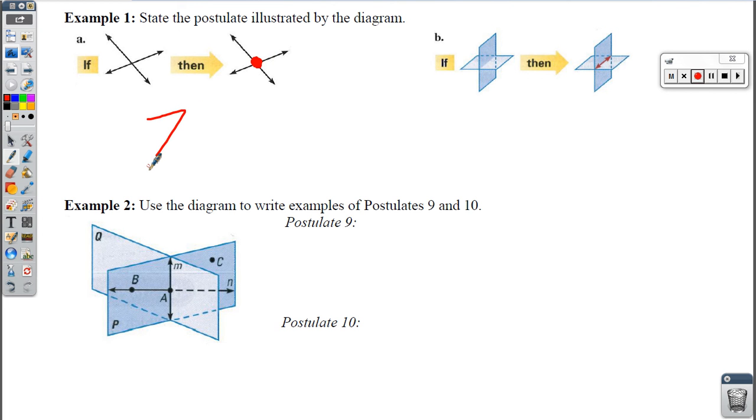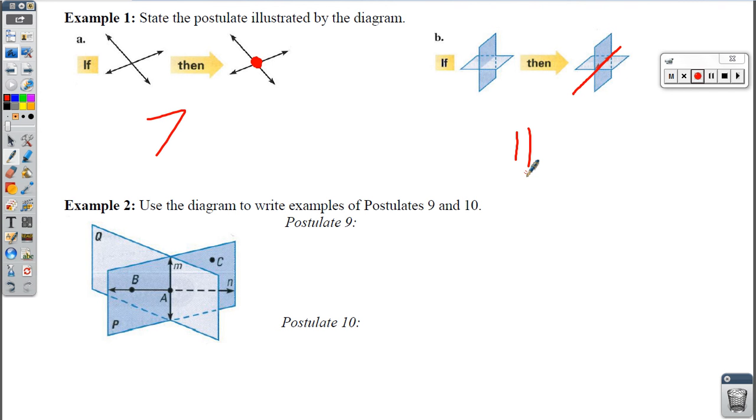Part B. So we've got 2 planes here. Think of this like maybe a wall and a floor, except the wall and floor are extending beyond the other one. But this is saying if we have 2 planes that intersect, the intersection is a straight line. Well, that is postulate 11.